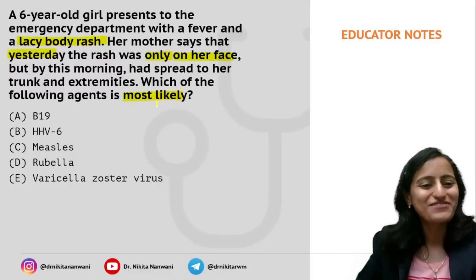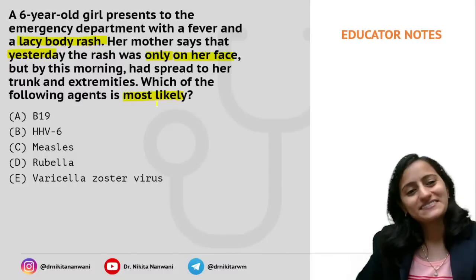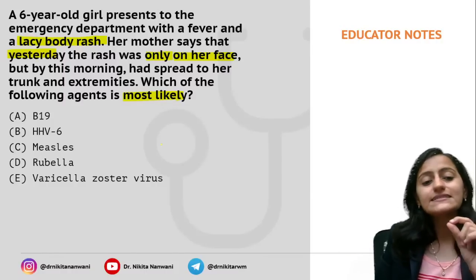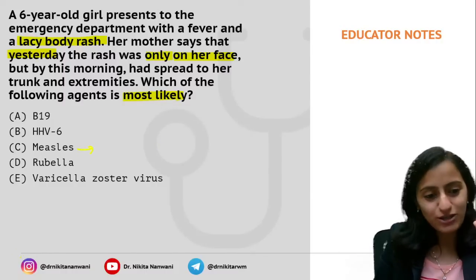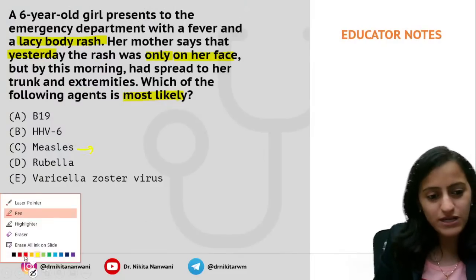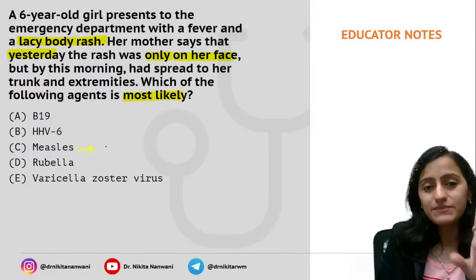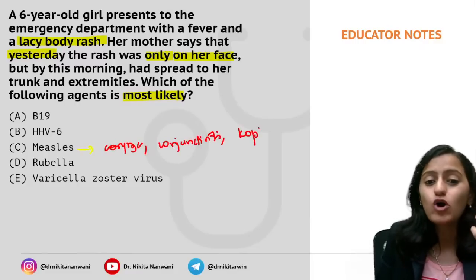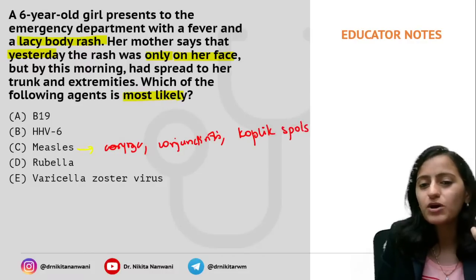I see a lot of confusion here. So this is not a direct, easy one, it seems. This is not measles. I see the majority of you writing this as measles. Why is this not measles? Because measles will have cough, coryza. There would be a history of conjunctivitis. All these are important features. There would be Koplik spots, very very important.